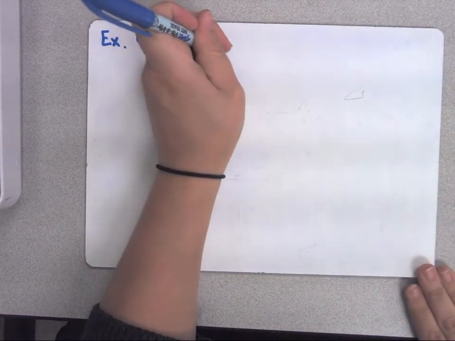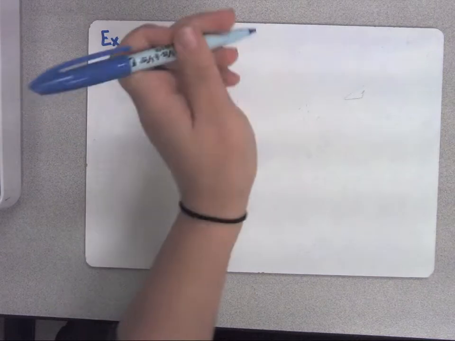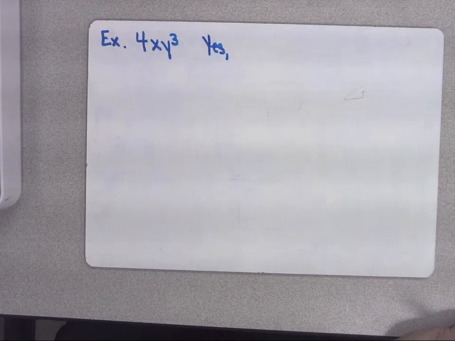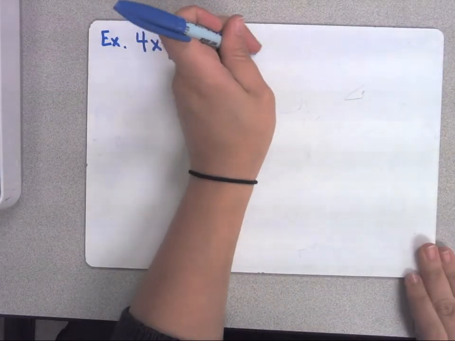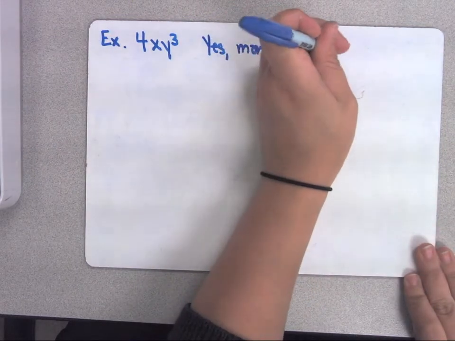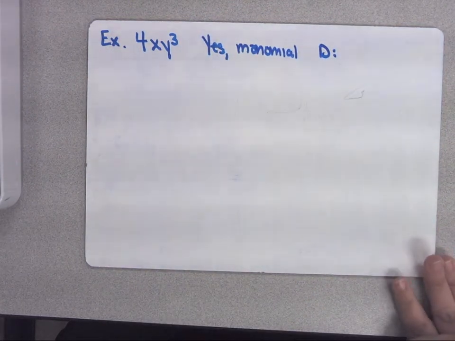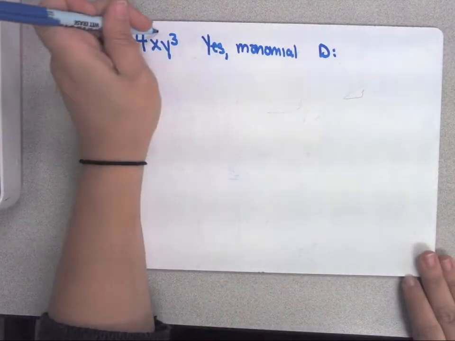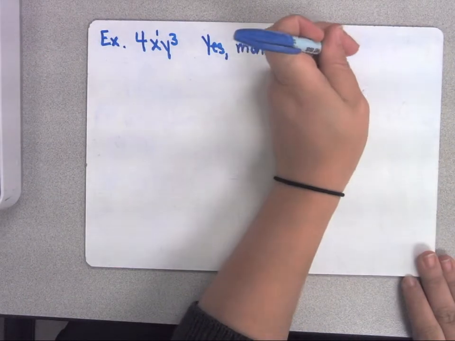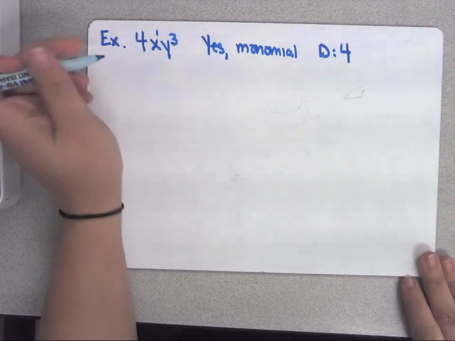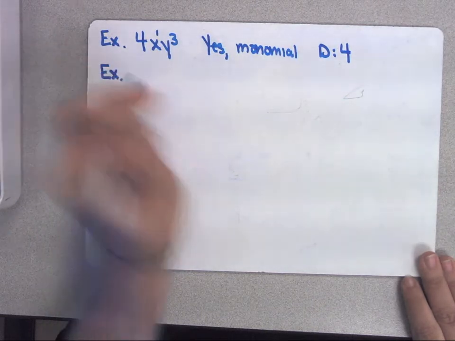So since it's yes, next we say, okay, what kind of polynomial is it? It is a monomial. And then what is its degree? It is 4 because x is to the first. So you add those two numbers together, the degree is 4. Okay? This is part of it.